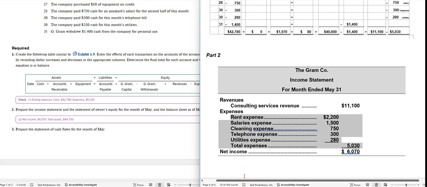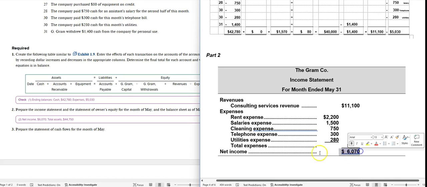To make it more informative, we are going to list each type of expense individually, right? Because we could list just total expenses, but the readers of the financial reports want to know details of what makes up the company's expenses. Okay, so if we subtract the total expenses from the revenues earned, we have a net income of 6,070. Because the revenues exceeded the expenses, it is an income. If the expenses had been greater than the revenues, it would have been a net loss.